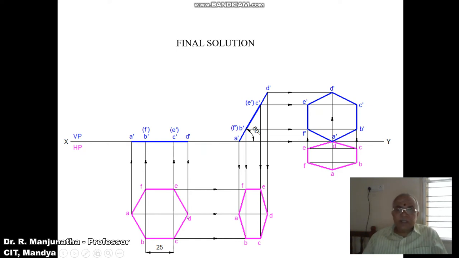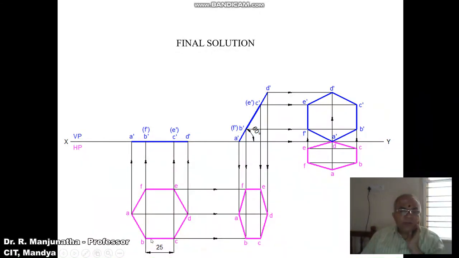Similarly, with D as center, taking a radius of 25, cut arcs above the line and also below the line on the circumference of the circle, so that you get the points C and E. Now you mark the points as A, B, C, D, E and F. Then join A to B, B to C, C to D, D to E, E to F and F to A with a dark line. Then you draw vertical projectors from A to the XY line, from B and F to the XY line, C and E to the XY line, and D to the XY line.